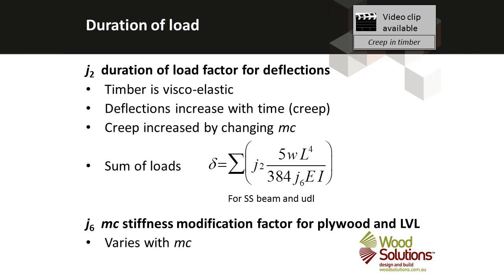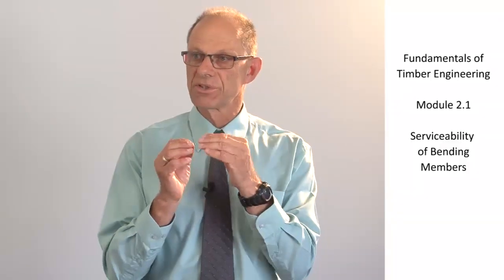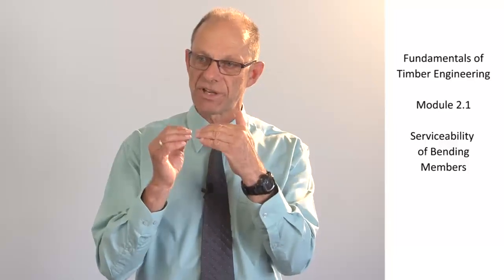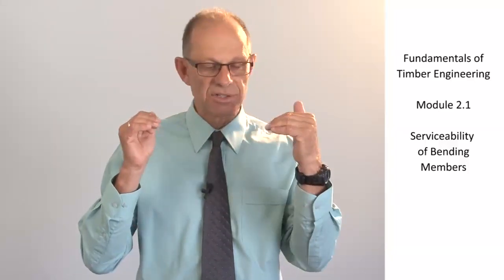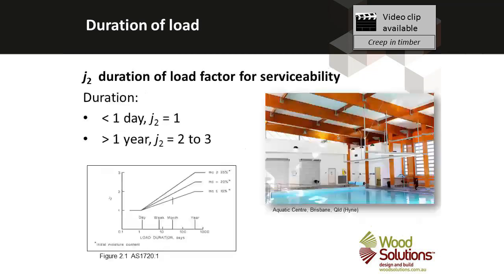The J2 factor does vary according to the moisture content of the timber. The higher the moisture content of the timber, the more prone the timber is to having this creep deflection, which is deflection after the load has been put on. So for long duration loads, we multiply the elastic deflection by a higher number to model that creep deflection. So in summary, we have an elastic deflection equation that we modify using a factor J2 to take account of creep. We'll illustrate it with a worked example.